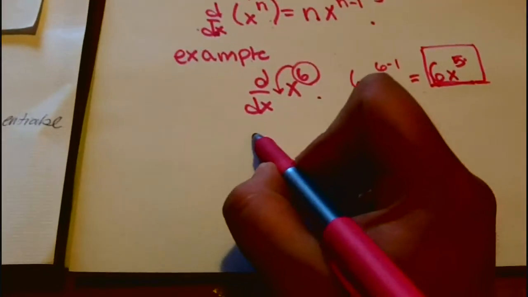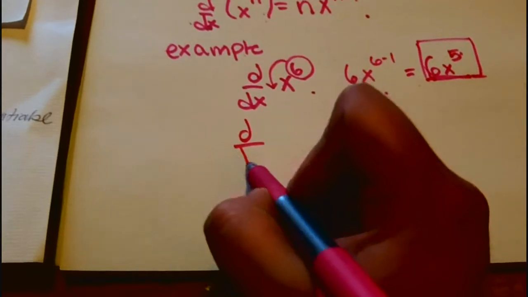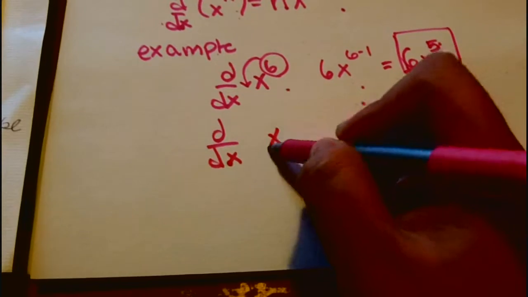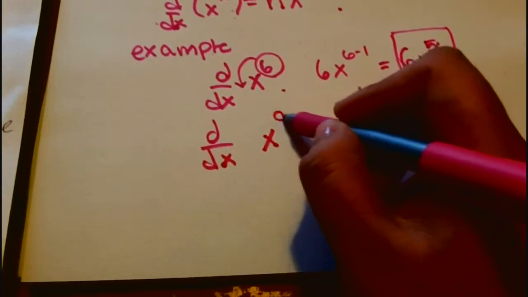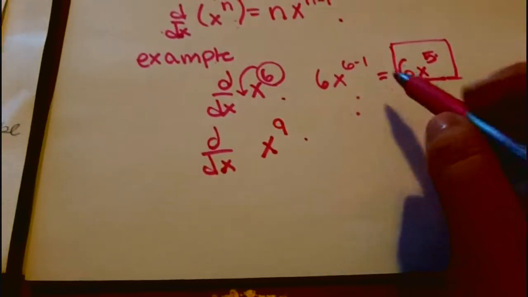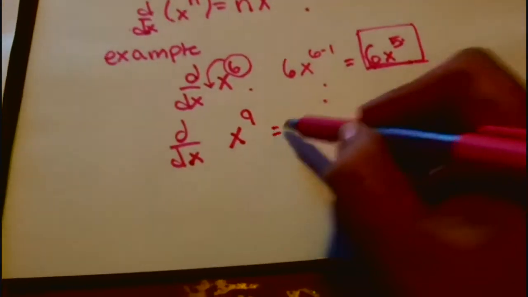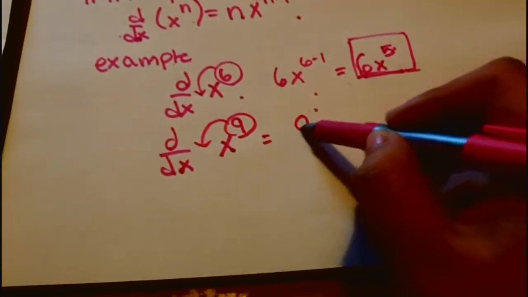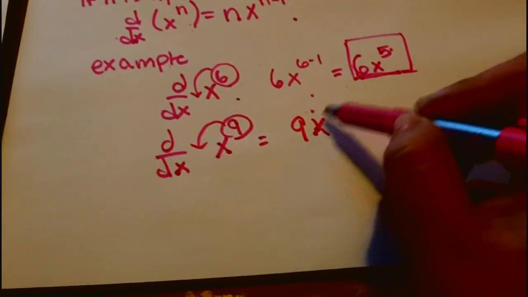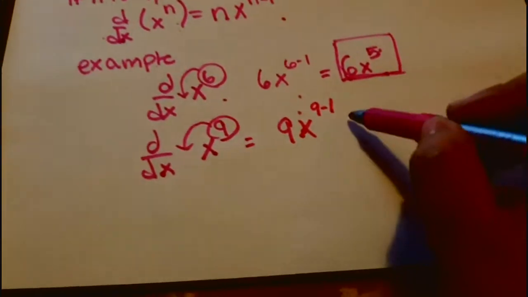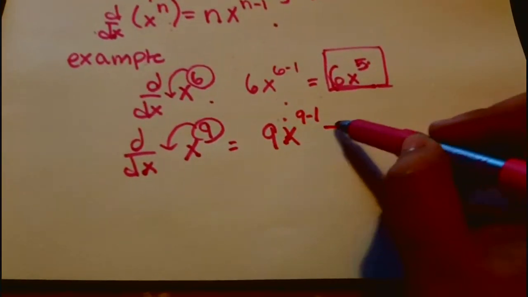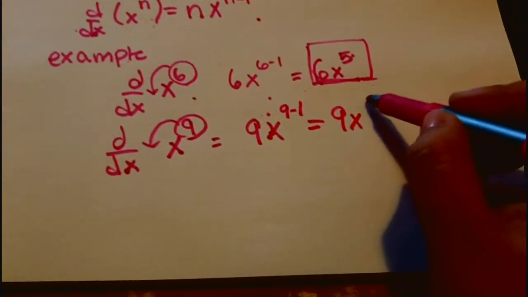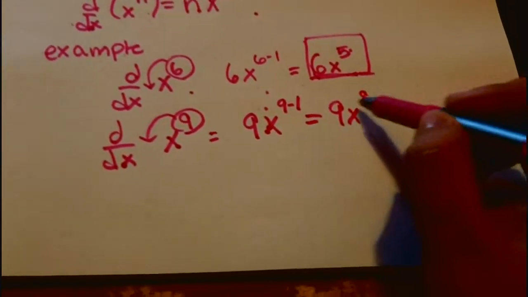So another example of this would be if we're trying to find the derivative d dx of x to the 9. The derivative would be, you move the power down, 9 times x to the 9 minus 1, which would be equal to 9 times x, and 9 minus 1 is 8, so 9x to the 8th.